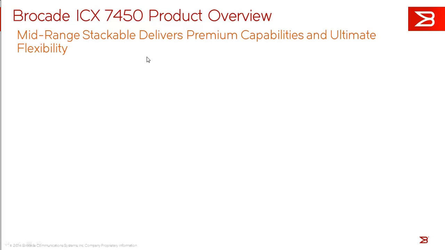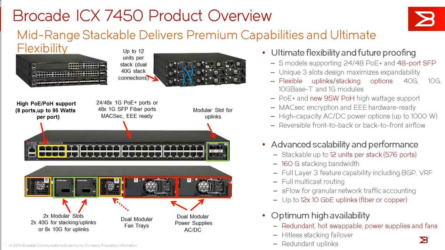The ICX 7450 is what we'll say is our mid-range stackable. It's the stackable device that we like to lead with when we're talking about access layer solutions. The reason it's a great solution and one that we lead with is because of its flexibility and because of its field serviceability or redundancy. So if you look at the picture on the top right, you can see that there are redundant power supplies and fan modules that are fully hot swappable.